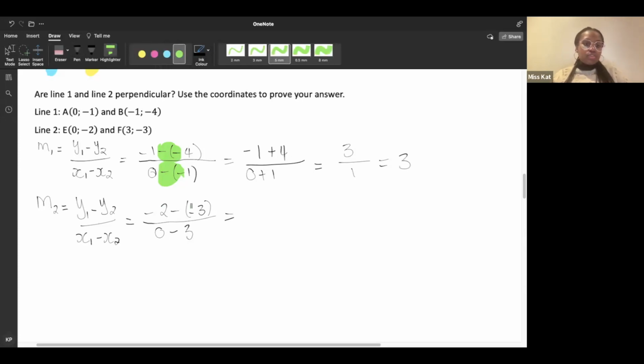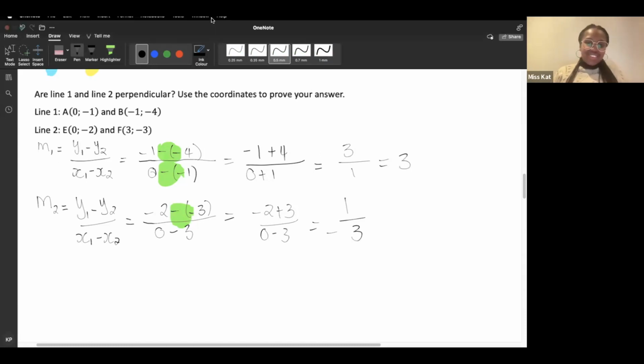There we go. We have the situation again with the two minuses. They make a positive: positive plus 3 over 0 minus 3. What's negative 2 plus 3? 1. 1 over what's negative 3? Ugh, I just told you the answer. Yes, indeed. Negative 3. Thank you very much for doing this with me.